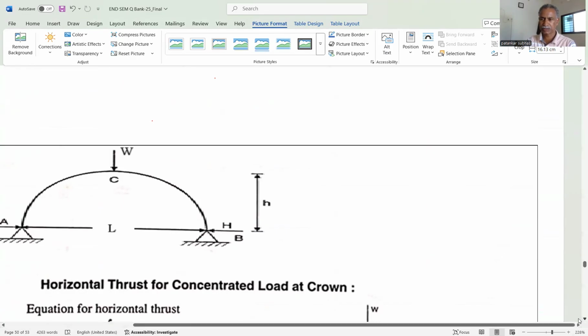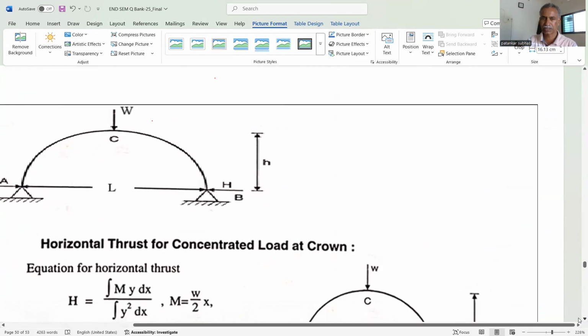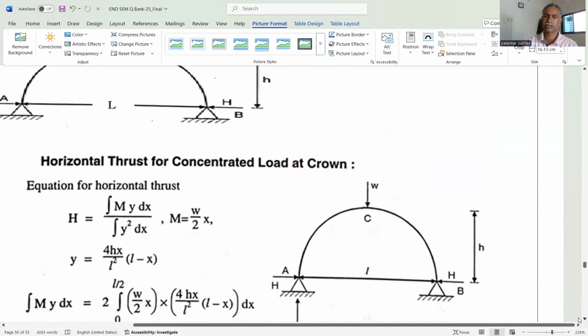Find out the horizontal thrust for the two hinge arch here. H is the horizontal thrust and W is the load at the crown. This is an example of a two hinge arch, and for a two hinge arch, we can apply the standard equation.